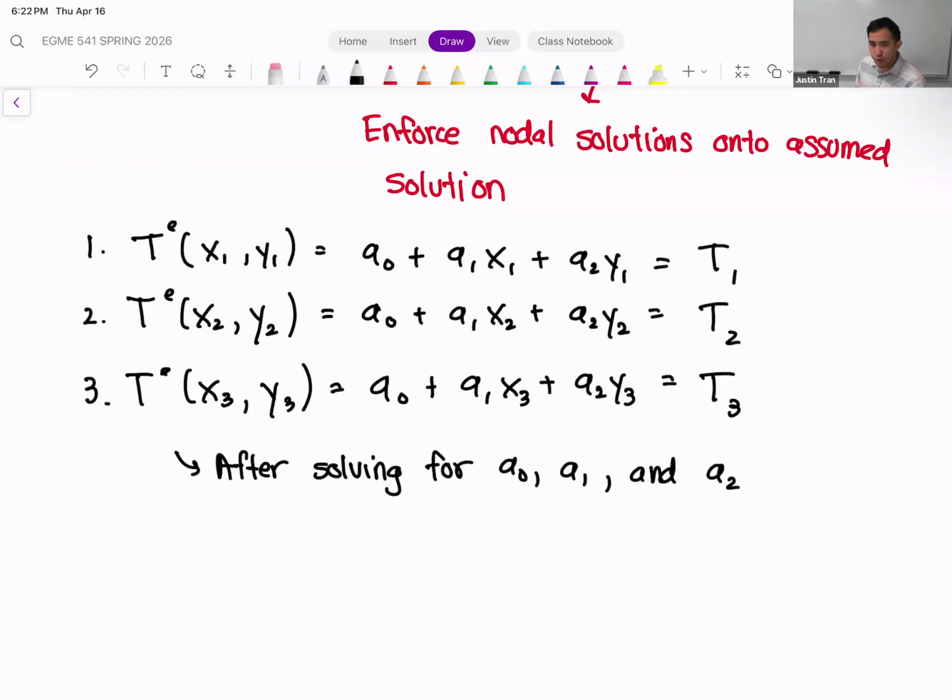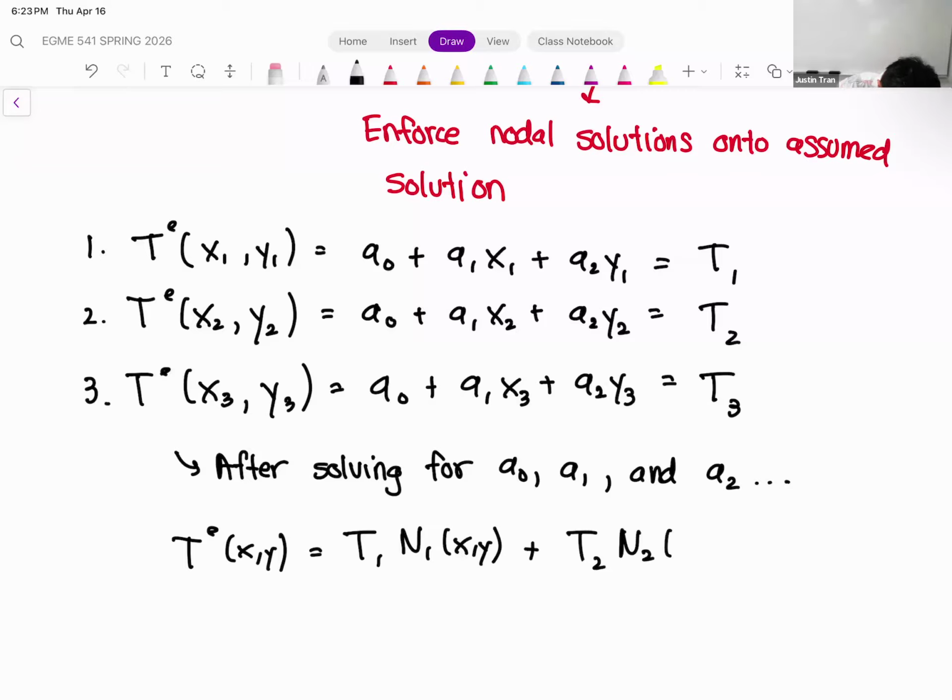After solving for our unknown coefficients, we can then put our solution in a form that involves our shape functions, because essentially that's what we want to do. So we can have T^e of x and y equal to T1 N1 of x and y plus T2 N2 of x and y plus T3 N3 of x and y. We want to put things in terms of our shape functions to make things a little easier when we compute our element's difference matrices.